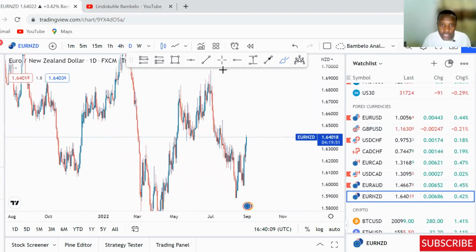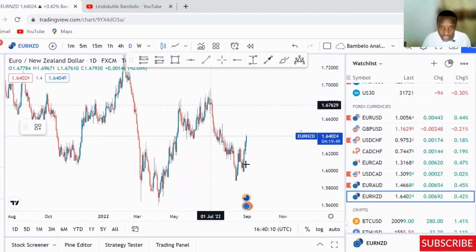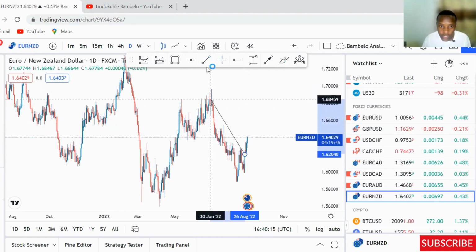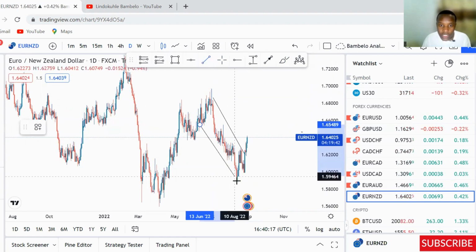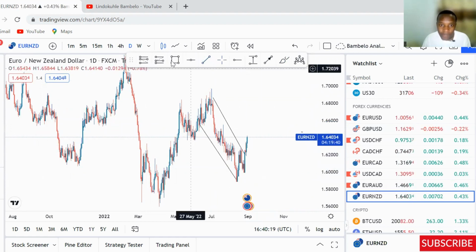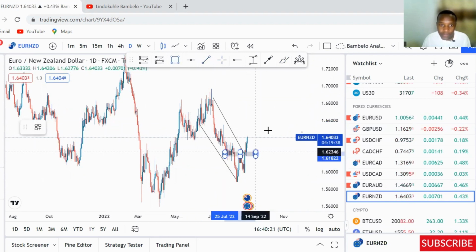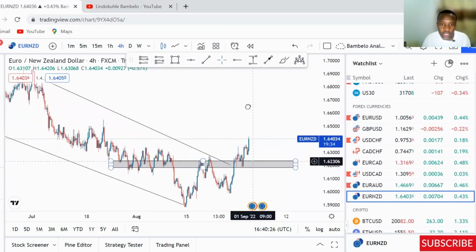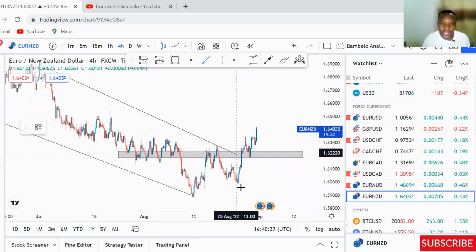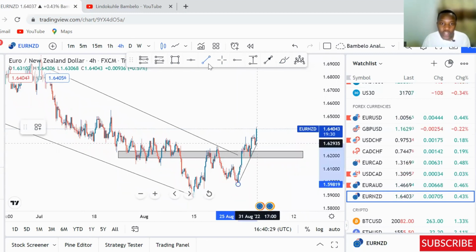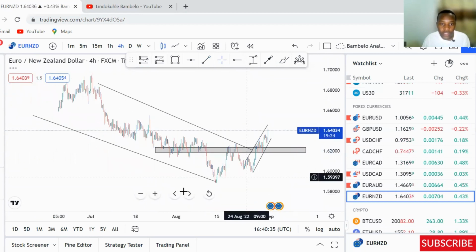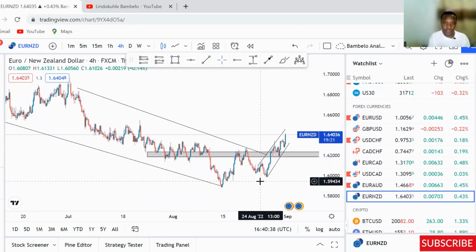So if we come back now to Euro NZD, you would notice that we have a similar structure, just that I did not focus too much now on Euro AUD, but you would notice that we have a similar thing. We have the support level, and dropping it now to the 4-hour time frame, you would also notice that the momentum is currently with the buyers, and Euro AUD is forming higher highs and higher lows.